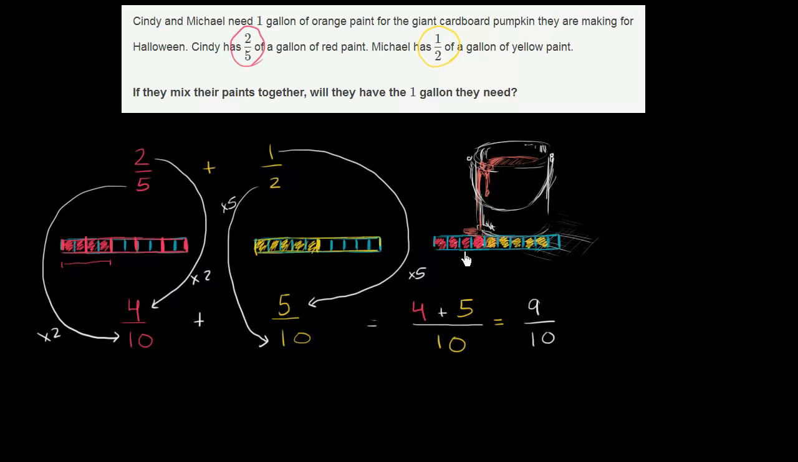We had 9 tenths of a gallon of paint. So now to answer their question, will they have the gallon they need? No, they have less than a whole. A gallon would be 10 tenths. They only have 9 tenths. So no, they do not have enough of a gallon.